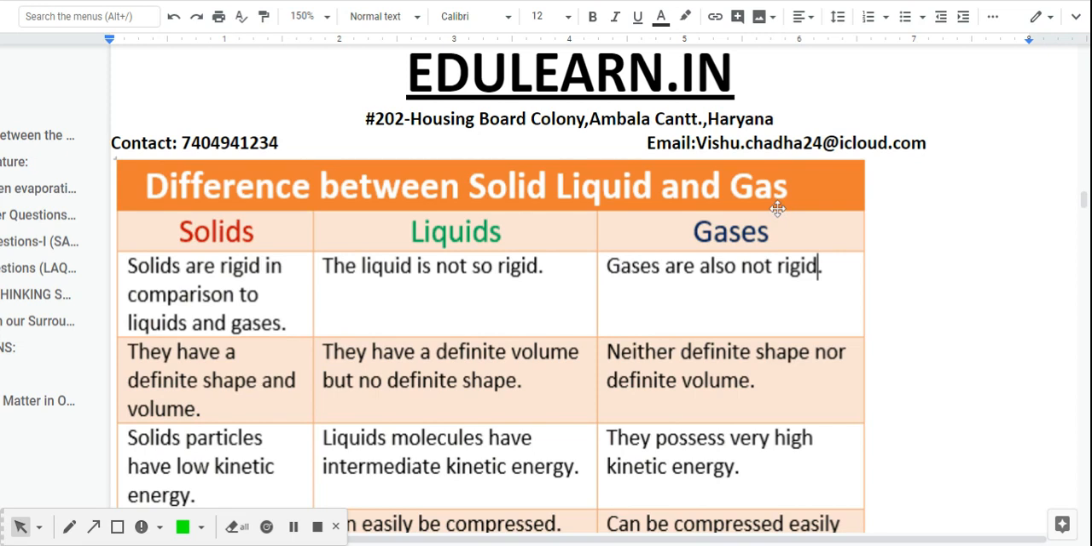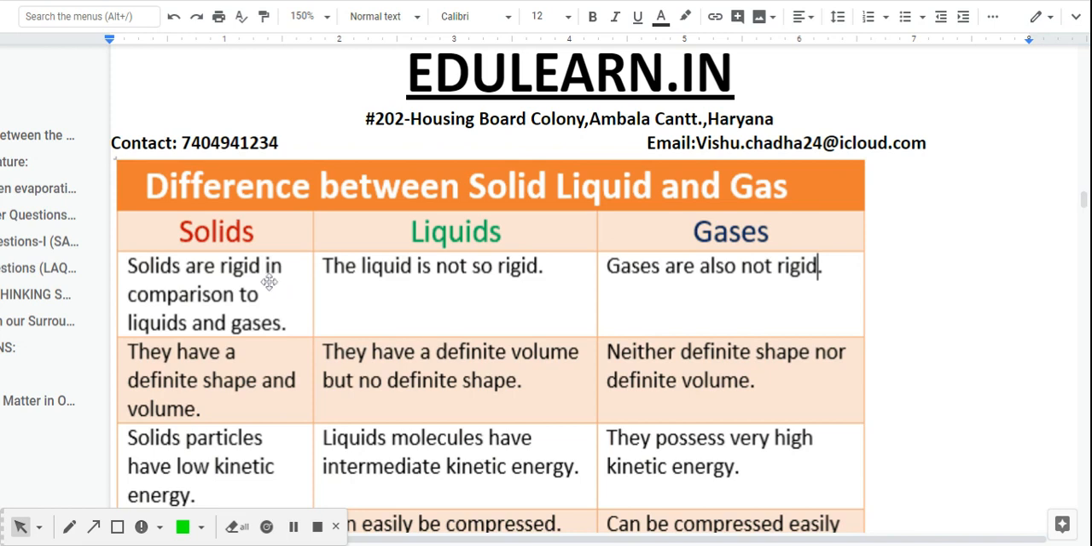So today I am going to tell you about the basic difference between solid, liquid and gases. As we have already understood the basic concepts of the difference between solid, liquid and gases in the previous video. So those who have not seen that video, they can see it and then have a look at this video. Okay, so in today's video, we are going to differentiate between solid, liquid and gases, and we are going to move further in this chapter.